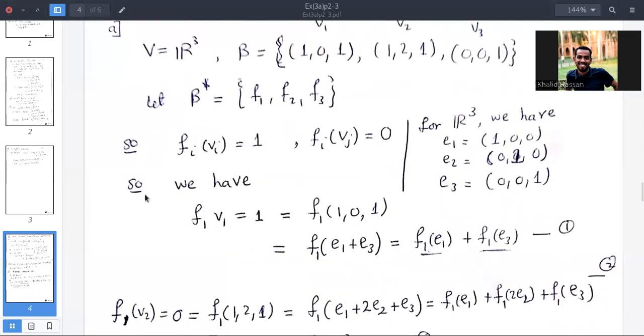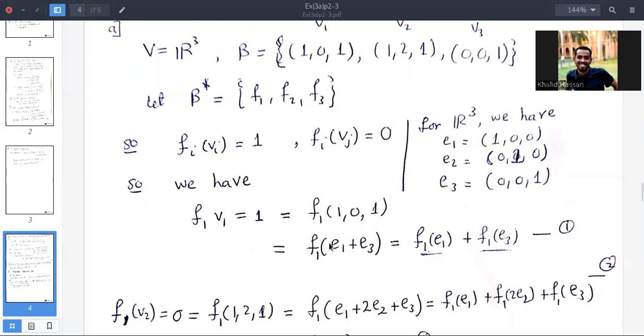So we have F1 of V1, which is 1, and we know V1 is 1, 0, 1. Now, V1 in terms of the standard basis is what? So we can write V1 in terms of the standard basis. If we add E1 to E3, it will be 1 plus 0, which is 1, 0 plus 0, which is 0, 0 plus 1, which is 1. So we get 1, 0, 1. So this vector, 1, 0, 1, can be written as E1 plus E3 in terms of the standard basis. Okay?